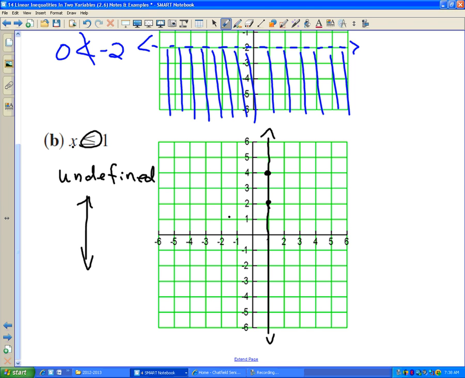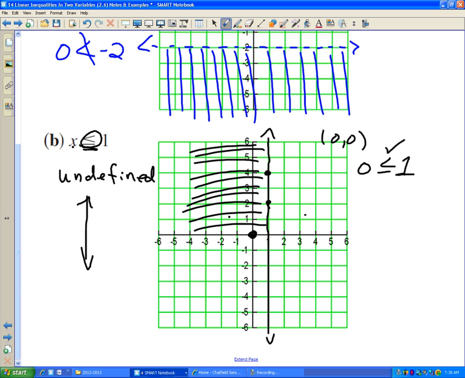Now, do I want the points to the left of this line or the points to the right of this line? Some people can look at it and say, ooh, I want, and no, you have to be careful, because like on the two previous problems, you can't always go by that. So I pick the point (0, 0). Plug in, well, there is no y, so plug in 0. Is 0 less than or equal to 1? Yes, it is. So I want these points here to the left, including the line itself.